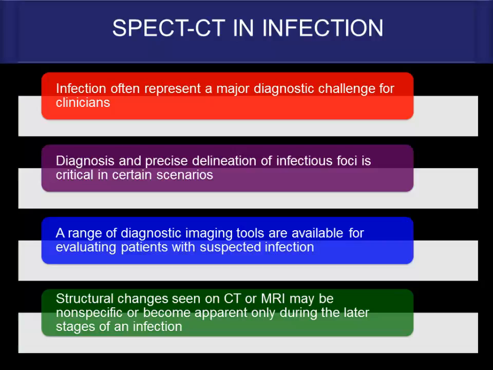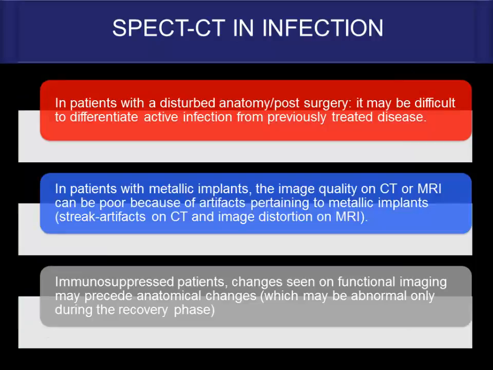So diagnosis and precise localization, because it helps more in terms of localization. And as we know, we have a range of diagnostic radiological and radionuclide techniques available to assess patients with infection. Structural changes seen on the CT and MRI may be quite non-specific, and therefore often we get a request for radionuclide bone scan to exclude infection in patients. In patients again with disturbed anatomy or post-surgery, it is quite challenging to say whether there is disease.